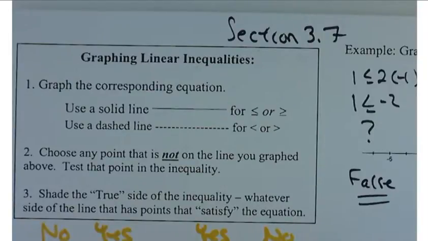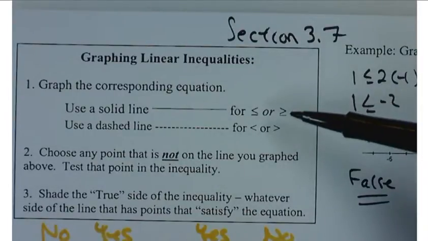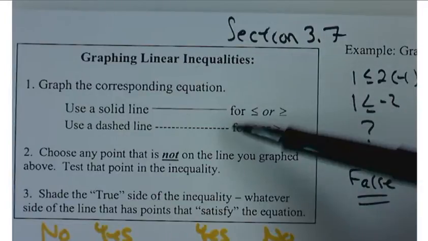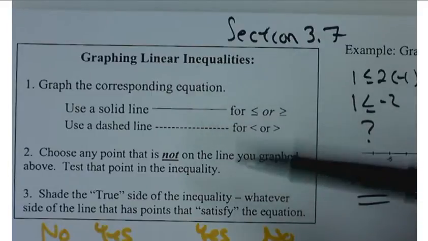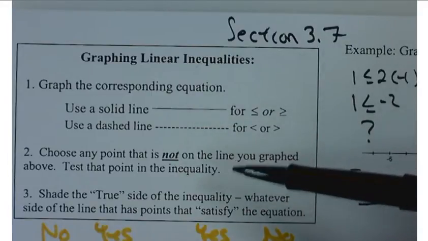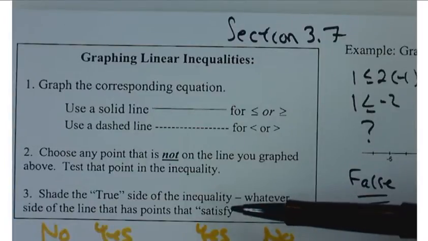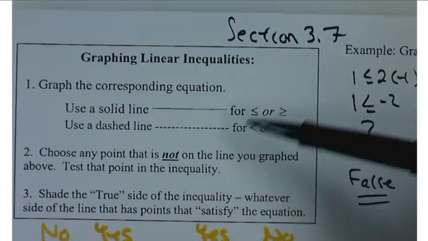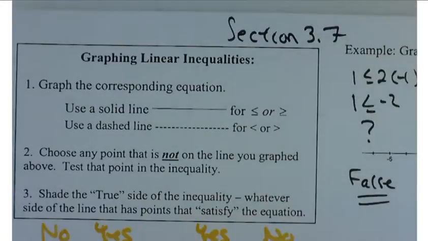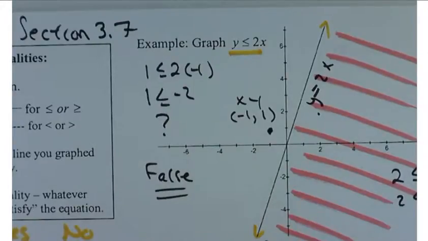I'll tell you right now how I grade these things on your exam. It'll be 2 points for drawing the line correctly. And of course, 1 for using a solid line or a dashed line as appropriate. Another point for testing, and another point for shading correctly. So if you forget to do the shading and the testing, you're really going to get maybe 1 point or 2 out of 5. So make sure that when you graph inequalities, you graph and do the shading.